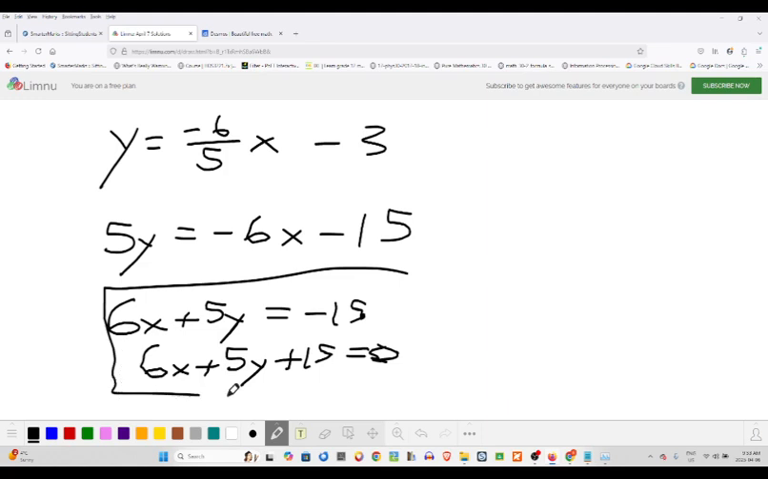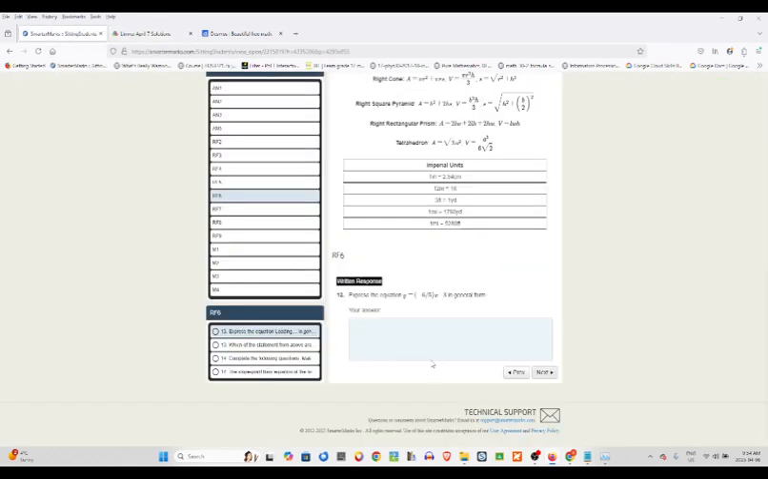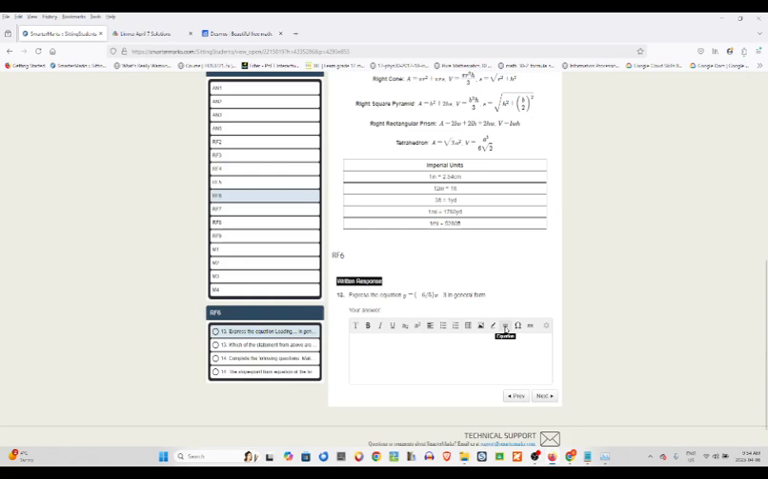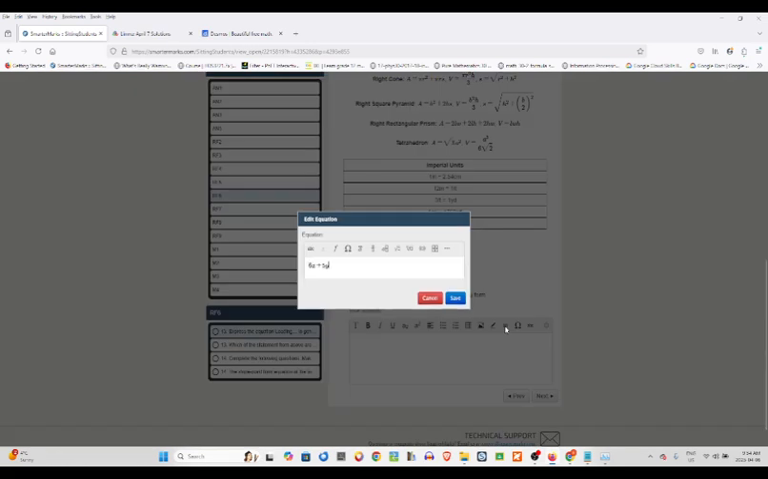I will accept either of these forms. You can make an argument for putting the constant term on either side. So I will take both. So 6x plus 5y is negative 15.